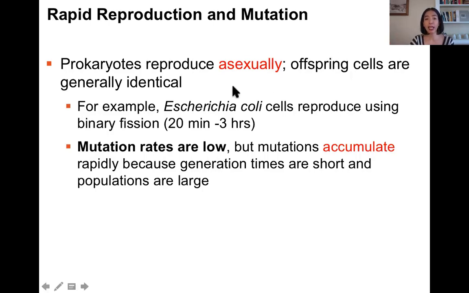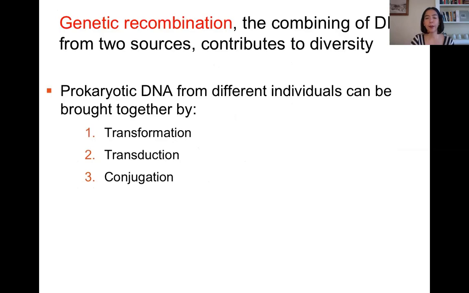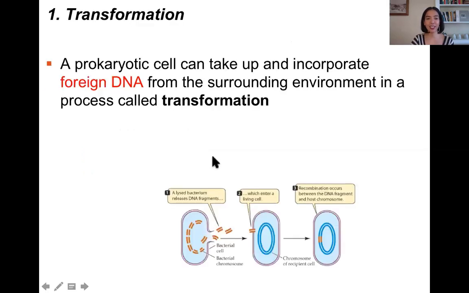So they reproduce asexually through this binary fission. And they tend to be identical, but we'll see soon that sometimes we have other processes increasing this genetic diversity. We're going to have different sources of recombination in prokaryotes, and that is when we combine DNA from two different sources. And in prokaryotic cells, we have transformation, transduction, and conjugation. So let's look at these different forms.